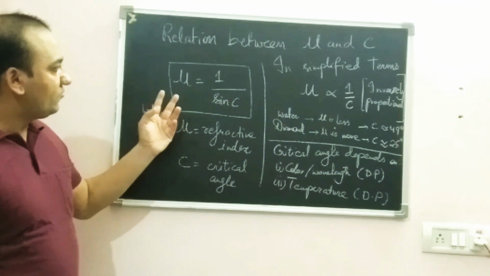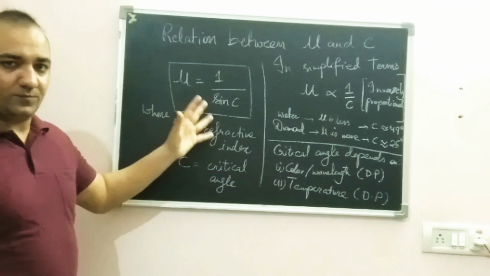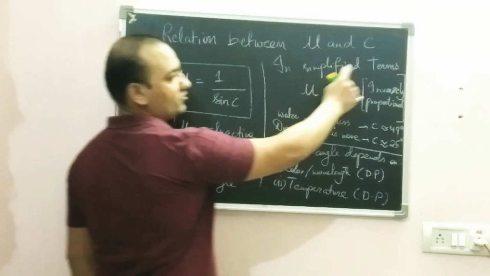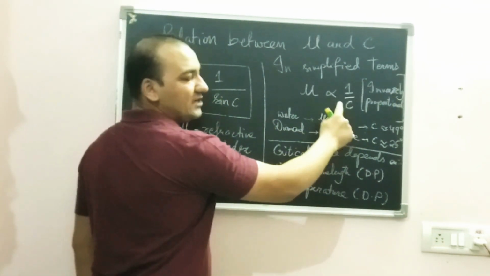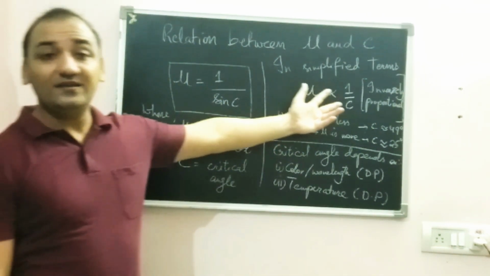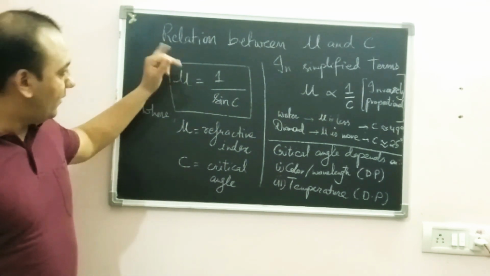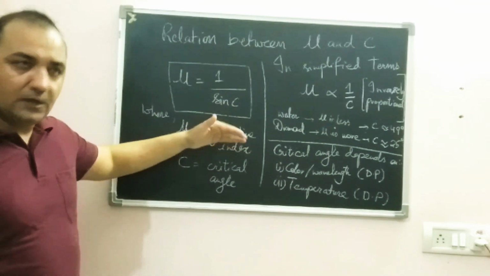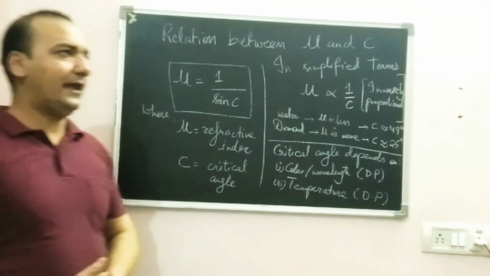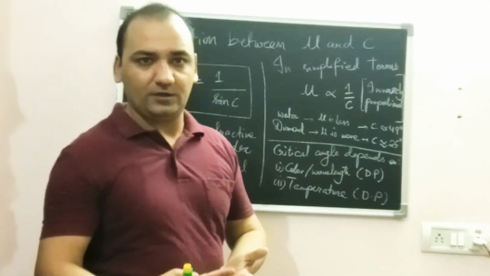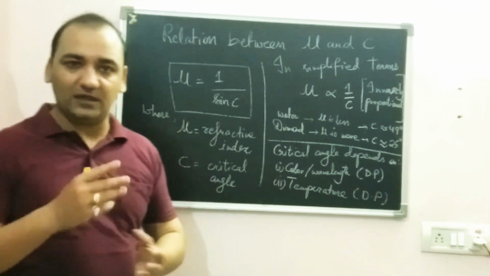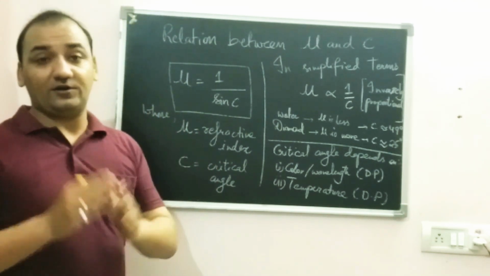If we simplify this relation, we can say in simple terms, mu is inversely proportional to c. Mu equals 1 upon c. That means that if we increase the refractive index of the medium, the critical angle will reduce. So mediums that are denser, like if you compare with water, diamond is denser, glass is denser, they will have a lesser value of the critical angle.